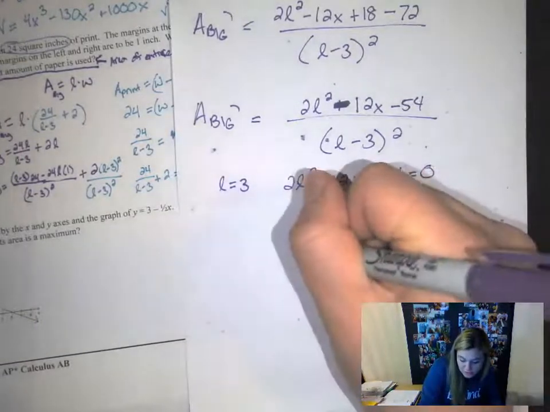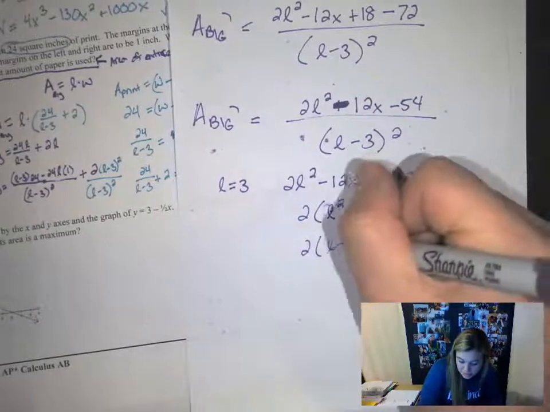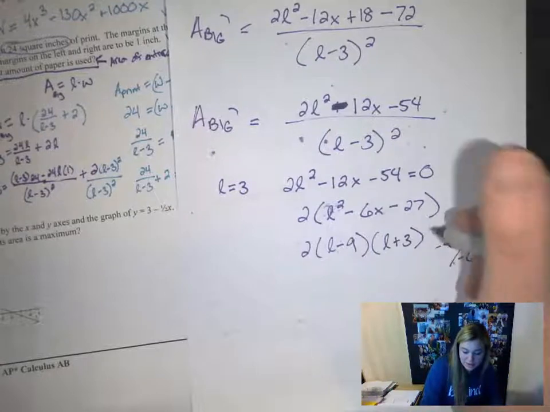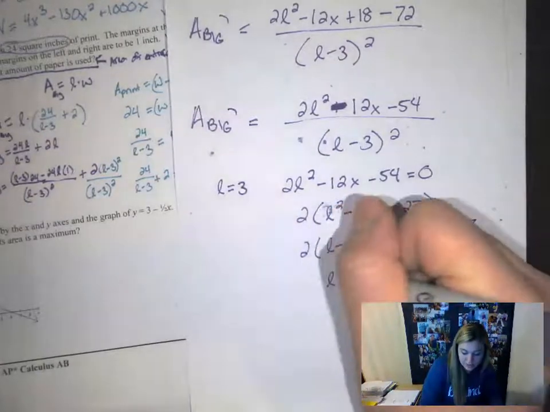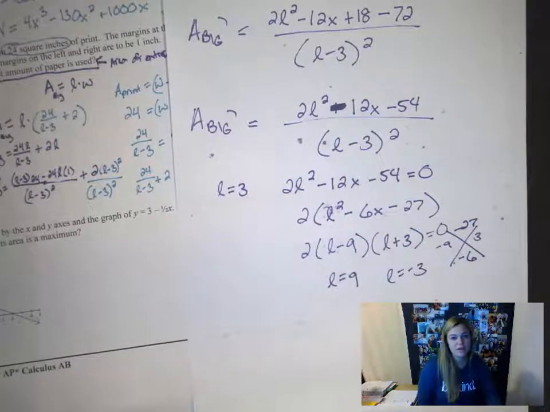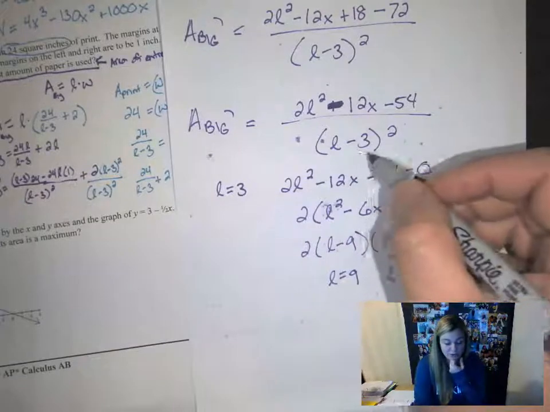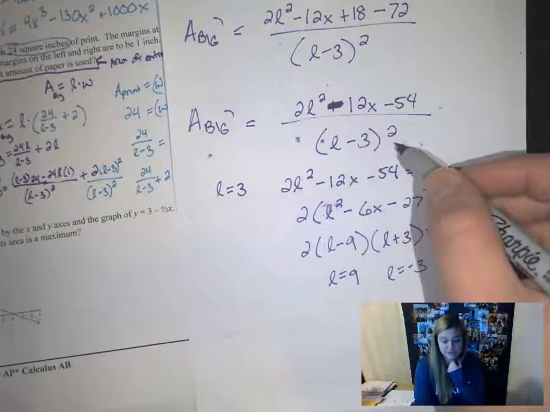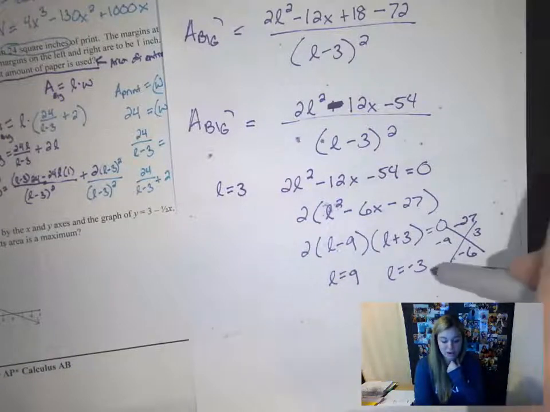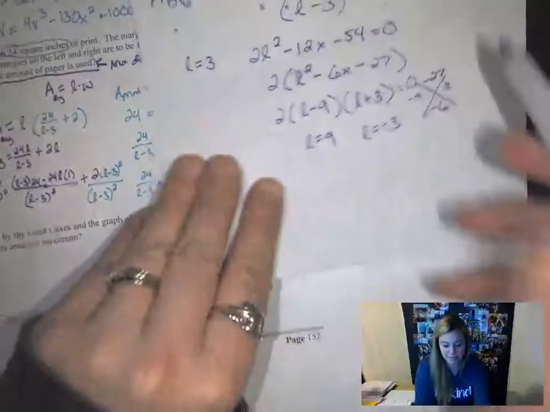So I've got 2 times L minus 9, L plus 3. If I'm finding the zeros of this, this would be at L is equal to 9, L is equal to negative 3. Okay, we did all of this work to find the zeros. We have a critical value at 3, because that's where the derivative does not exist. We have a critical value at 9 and at negative 3. We can automatically eliminate this negative 3 because we can't have a negative length.